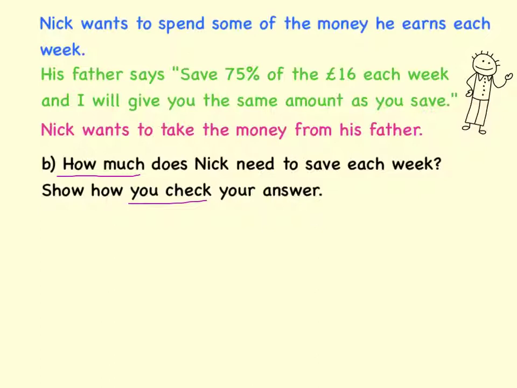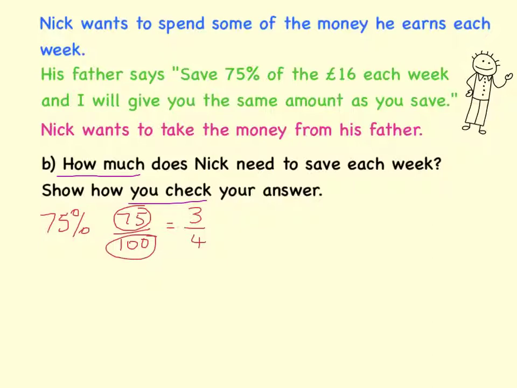Let's work out the first part of the question. How much does Nick need to save each week? Well, we know, because we've just read it, that he needs to save 75% of the £16 that he earns. If we convert 75% into a fraction, then we have 75 over 100. But let's make that into a more manageable figure to work with. If we divide the top and the bottom of this fraction by 25, we will be left with 3 over 4, which you know is 3/4, and that's much easier to work with.